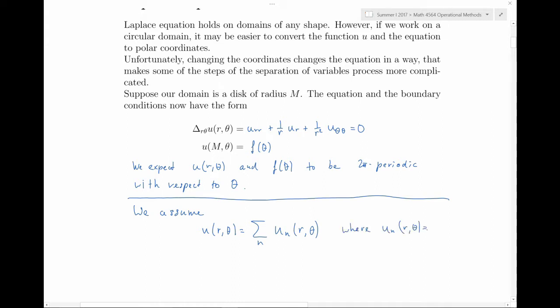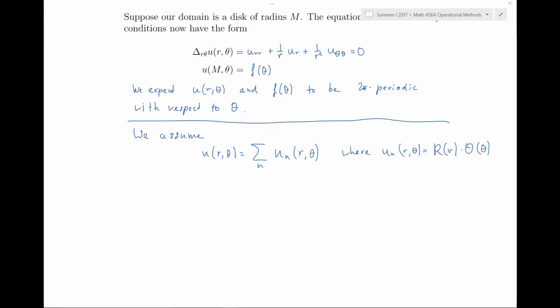We expect each building block solution to be a product of two functions, one that depends only on r and one that depends only on theta. We also assume that each solution u sub n satisfies the Laplace equation. And if we plug it into the Laplace equation, we get R double prime times Theta plus 1 over r R prime times Theta plus 1 over r squared R times Theta double prime should be 0.